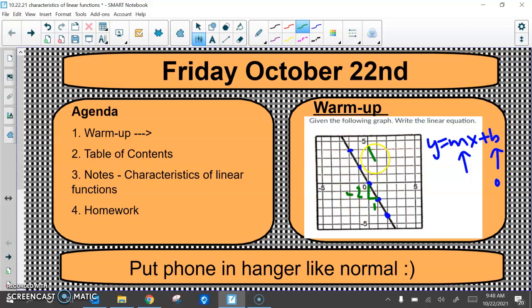And slope is rise over run. So my rise is -2 and my run is 1. So in my equation, it's going to be a -2. My final answer for this warm-up is y equals -2x. You can put plus 0 at the end if you would like, but you don't need to because it's just 0.